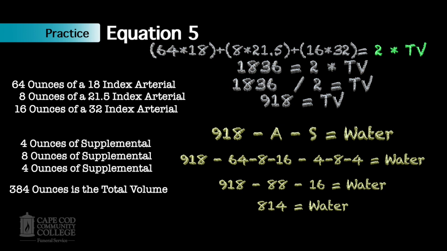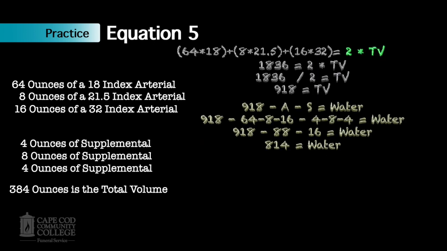To solve for the amount of water in the tank, we're going to do the same thing we did even with a simpler equation. We're going to take the total volume, and subtract the amount of arterial fluid and the amount of supplemental. In this case, we have 88 ounces of arterial fluid and 16 ounces of supplemental once you add them all together. This gives us 814 ounces of water in the tank.